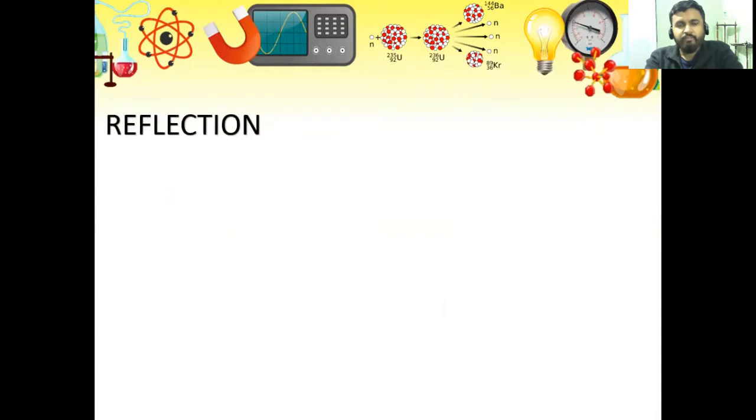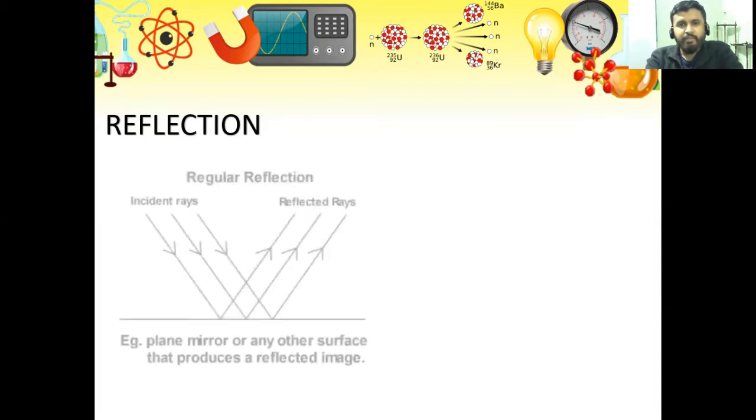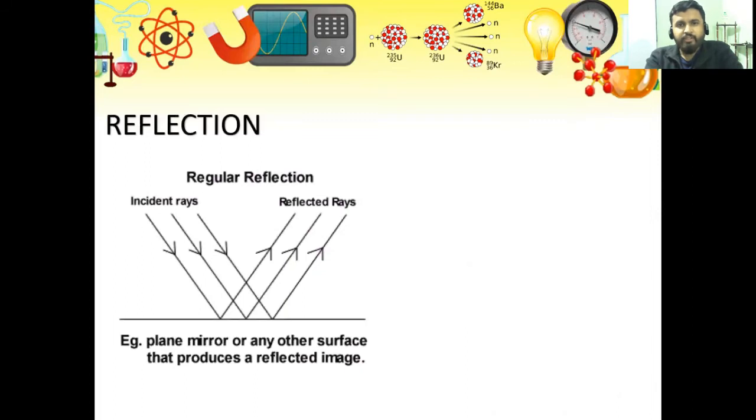So, reflection. We all know that the bouncing back of light from a shiny and smooth surface is known as reflection. It can be divided into two types. One is regular reflection. When light strikes a smooth and shiny surface, it bounces back in the same medium and with the same angle as the angle of incidence. This kind of reflection is known as regular reflection.